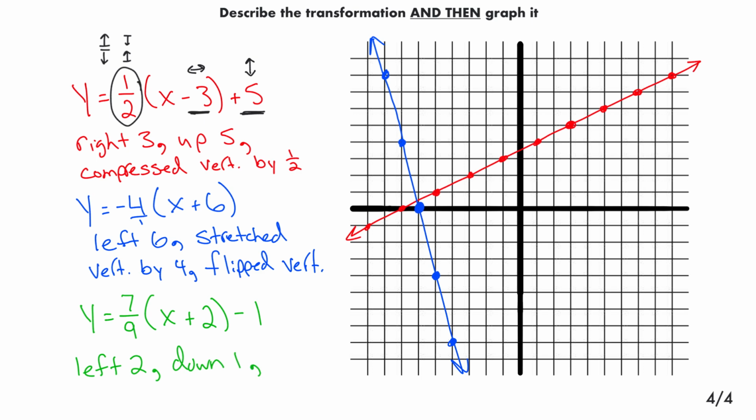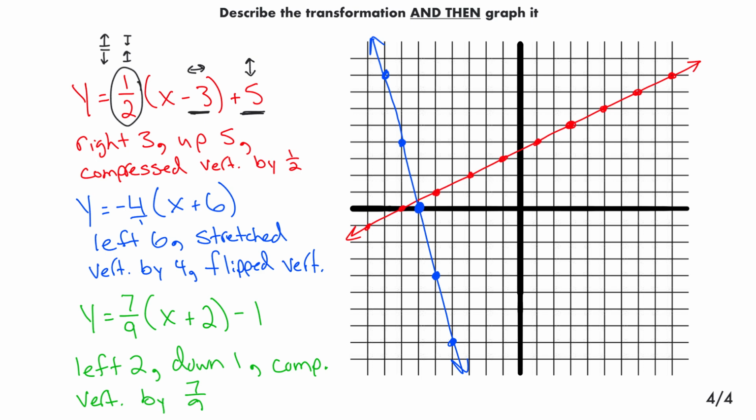The number on the outside of the parentheses being multiplied, that's 7 over 9. Well, 7 over 9 is smaller than 1, so I'm not stretching it. I'm multiplying by something smaller than 1, so I'm making it smaller. That is going to be compressed vertically by 7 over 9. So now I have that verbal description. Now I can graph it.